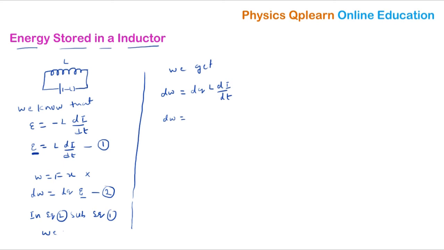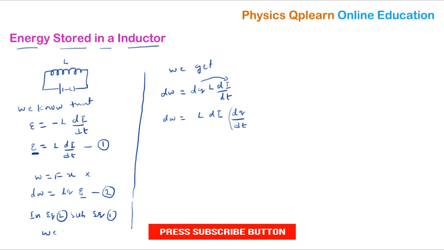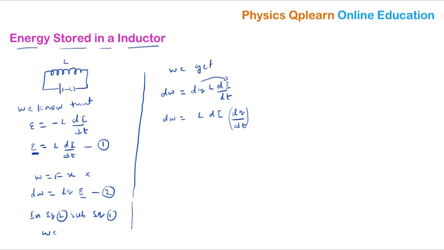So now let me write L into di. Due to multiplication, we can do it like that. Here I just interchange dq by dt. This is shifted here and this is shifted here. So here what happens, you put a lock here. dq by dt means the rate of flow of charge, which is nothing but the current.